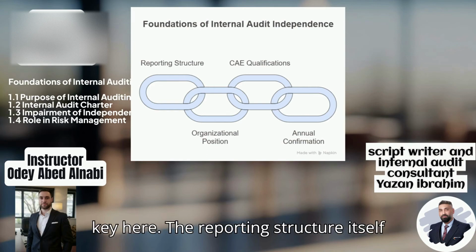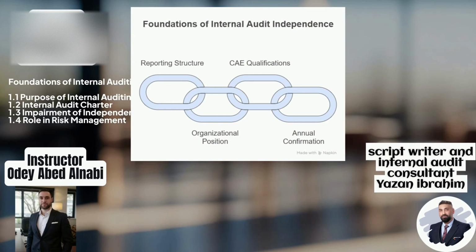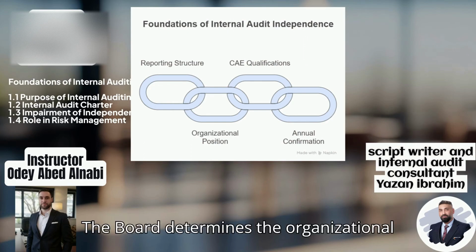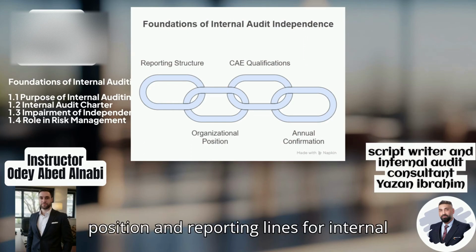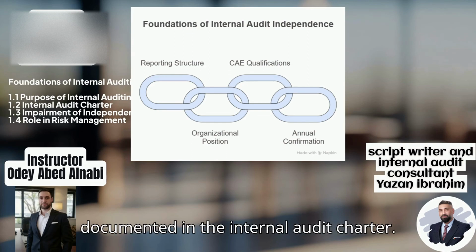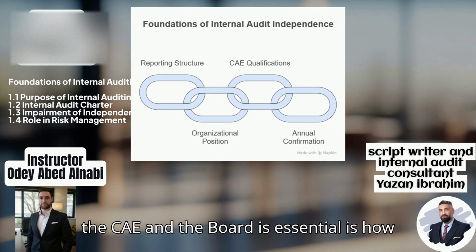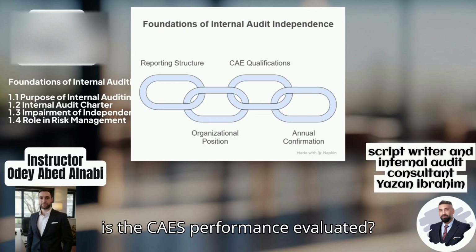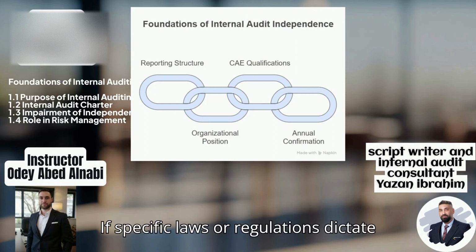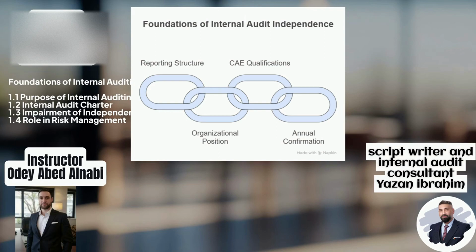Transparency is key here. The reporting structure itself is a critical element of independence. The board determines the organizational position and reporting lines for internal audit, and these must be clearly documented in the internal audit charter. A direct line of communication between the CAE and the board is essential. How is the CAE's performance evaluated? If specific laws or regulations dictate reporting lines or processes, these must be clearly laid out in the charter.